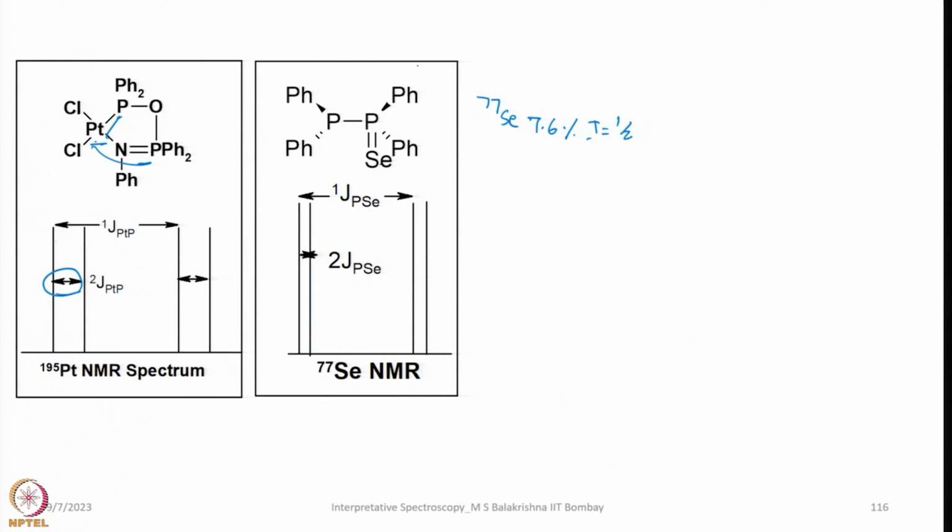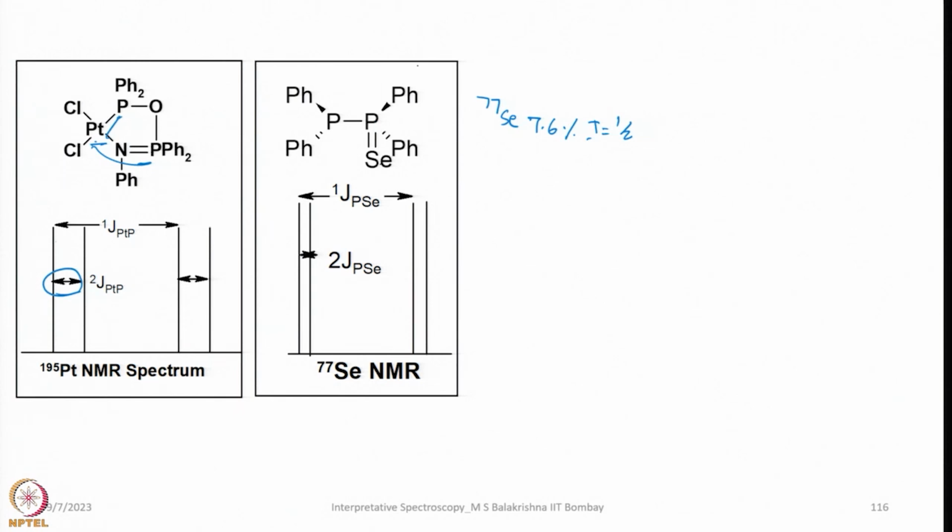But when you are looking at 77 selenium NMR, first it will be coupled with the doubly bound, one bond phosphorus, and this coupling comes anywhere between 780 and 1200 hertz. First it splits by this one, and then we have two bond coupling also that will split each line into another doublet, and this coupling magnitude is much lower. It can be anywhere up to 50 hertz or 100 hertz. So you can see it also appears as a doublet of doublets.